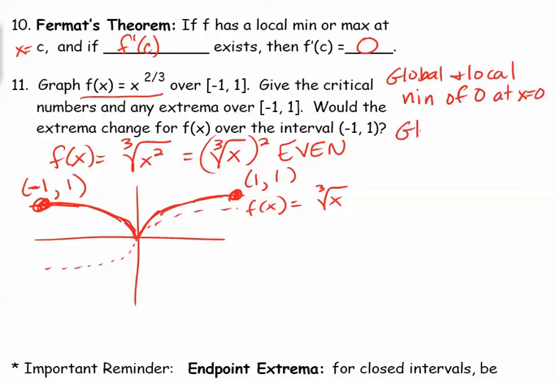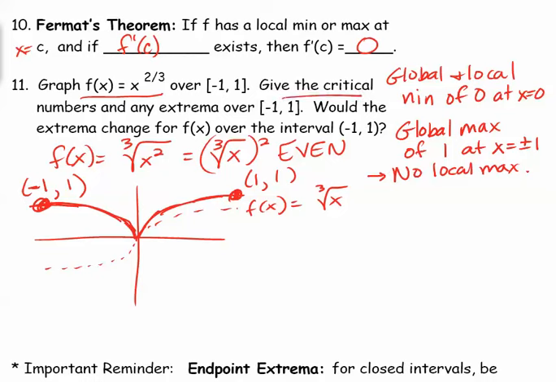And it has a global max at our closed endpoints. So a global max of 1 at x equals plus or minus 1. And there's no local max. You might think that goes without saying, but I think it's probably safer to explain. If you're asked to give all of the extrema, it's probably best to clarify that you've looked at all 4 types of extrema, both global and local.